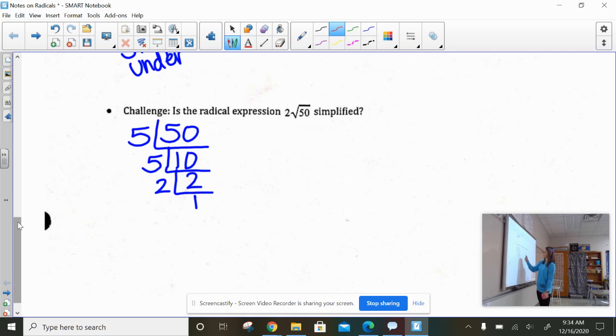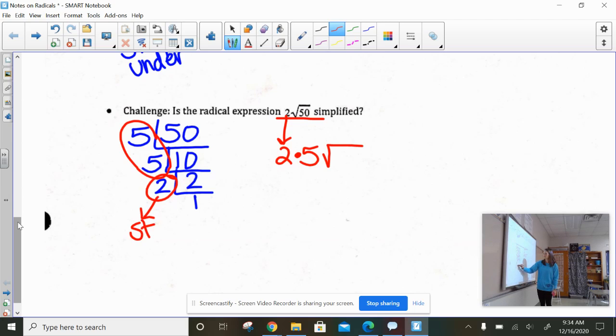This time I have a pair of 5s. That will come out. So with this 2 right here, I'm bringing it down. I'm going to multiply it by the pair of 5s. And then I'm going to keep this 2 right here. This stays. So that pair comes out. Anything by itself stays under. Simplify that and you get 10 square root 2.